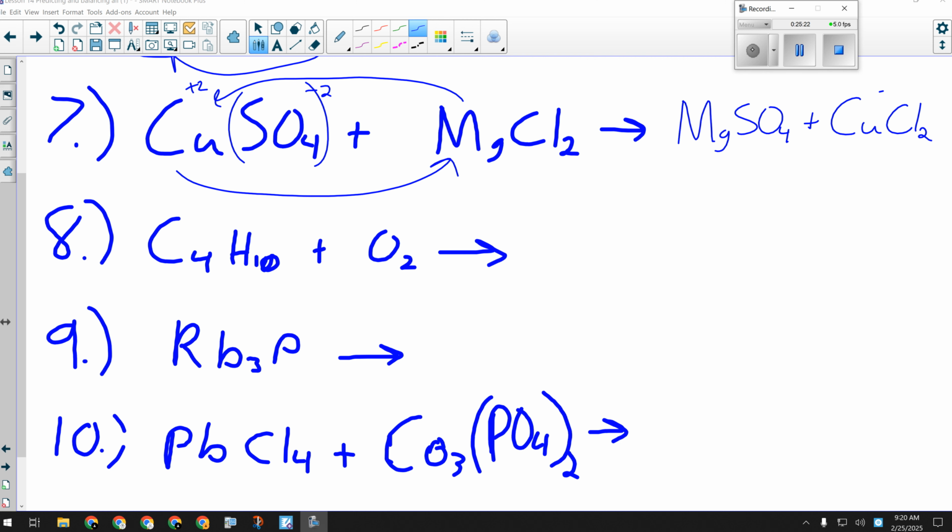All right, let's look at number 8 here. Evelyn, what kind of reaction is number 8? Combustion. It's a combustion reaction. Okay, so we got a hydrocarbon, it's reacting with oxygen. Products of a combustion reaction are always the same 2 things. They are? Carbon dioxide and water. That's how we balance.